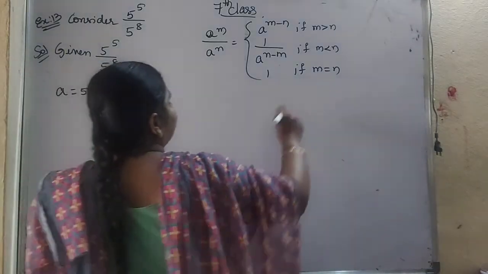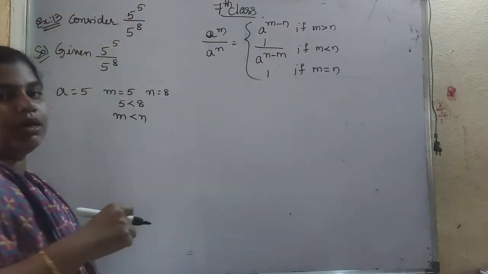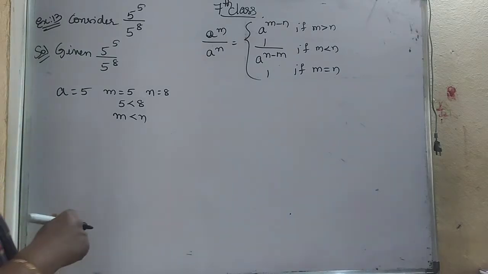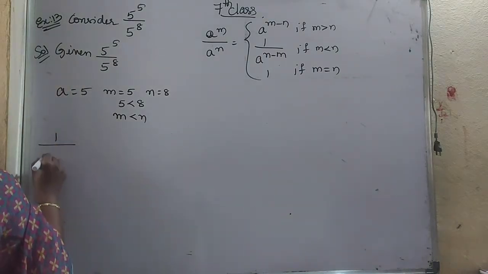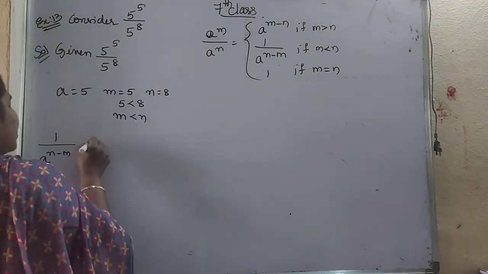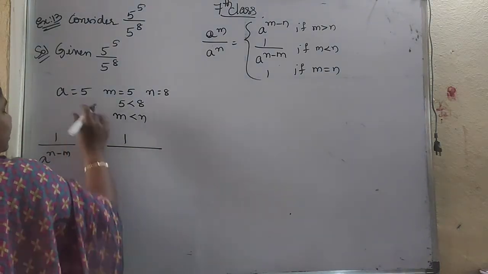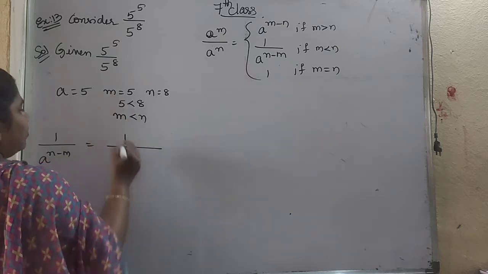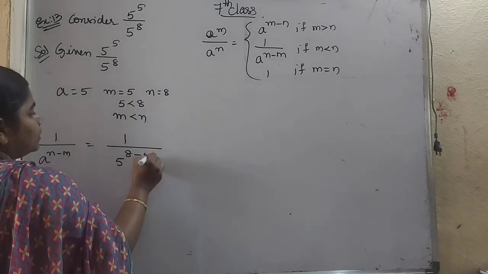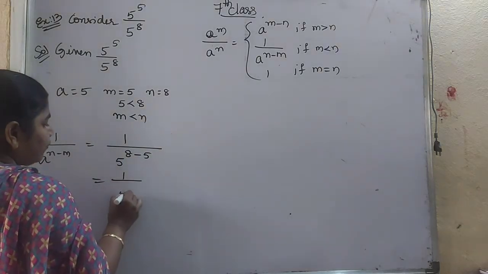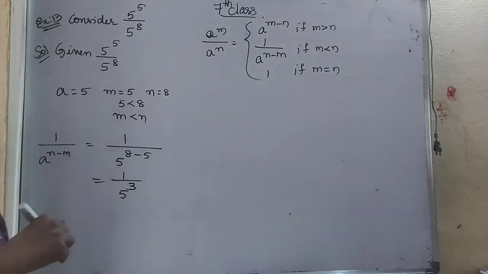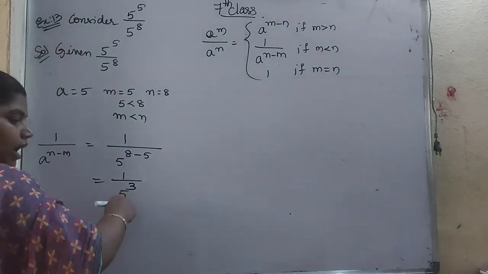So which condition do we have to use? We have to use the second condition, because in this condition M value is less than N value. So in which way do we have to write? 1 by A power N minus M. So that will be 1 by 5, where N value is 8 minus M value 5. So it will be 1 by 5 power 8 minus 5, which is 3.